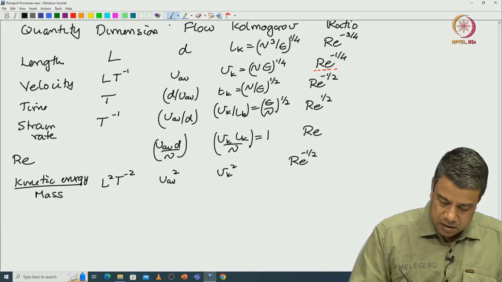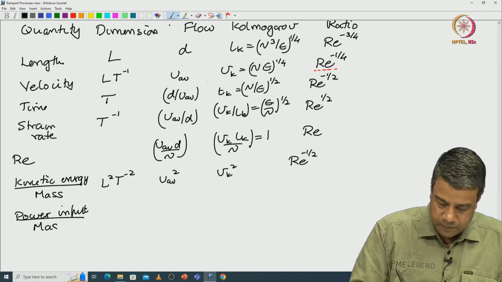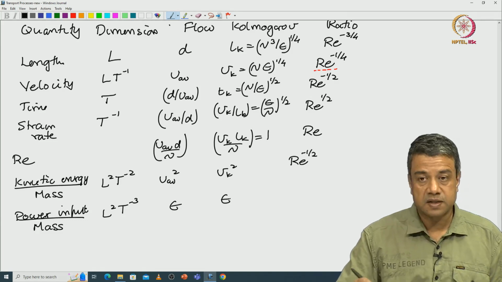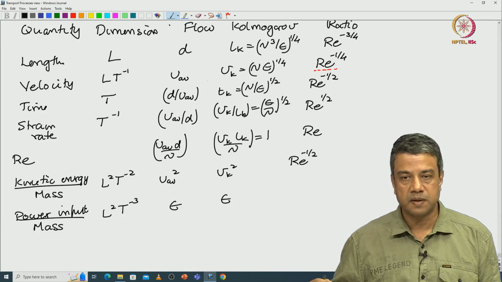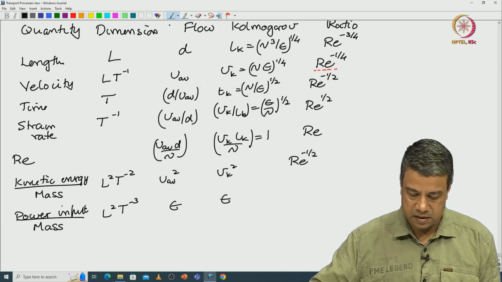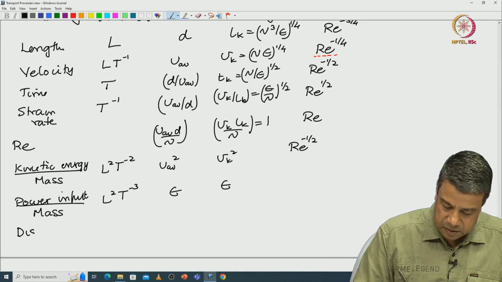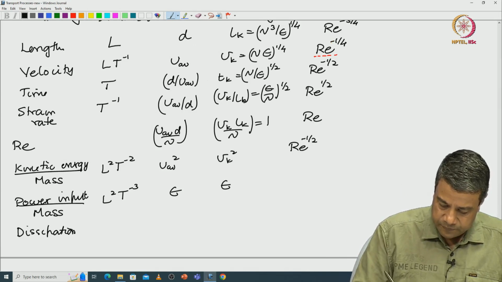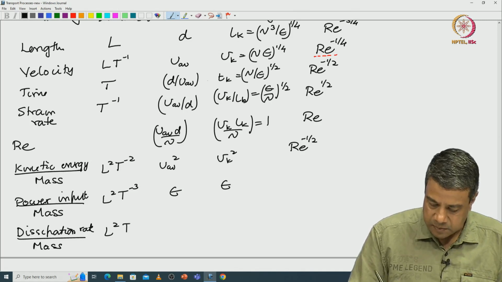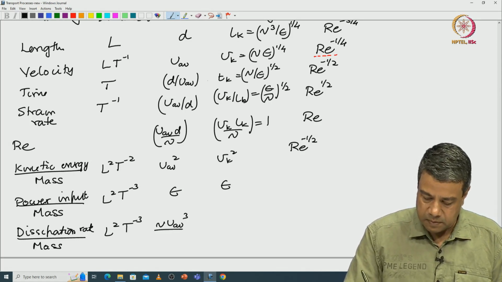The power input per unit mass has to be the same for the large scales and the small scales, L square t power minus 3. This has to be the same because at steady state whatever power is input per unit mass has to be dissipated. The power dissipation rate per unit mass at the small scales has to be equal to the power input rate per unit mass at the large scales. And the dissipation rate per unit mass has dimensions of length square t power minus 3.